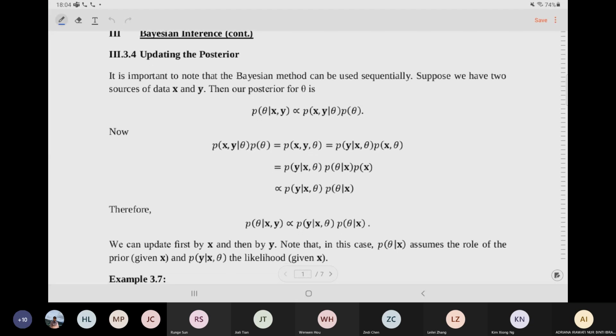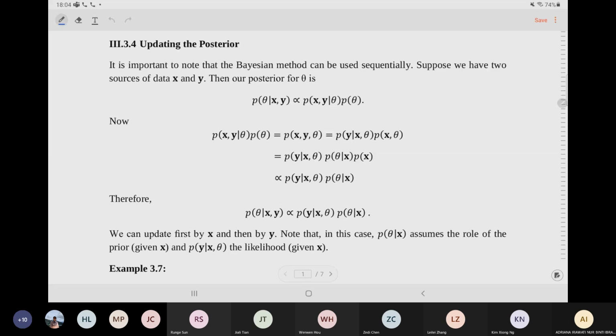Suppose that we have two data, X and Y, and our posterior distribution is theta given X and Y. This is proportional to the likelihood, or the joint PDF of X and Y given theta, times the prior of theta, p theta. You can rewrite the joint of X and Y given theta times the prior in the form of Y given X and theta, and then theta given X.